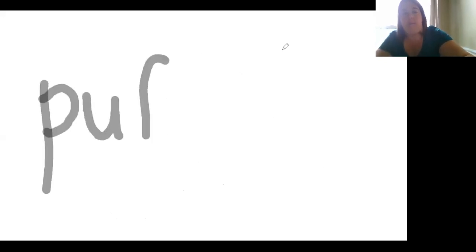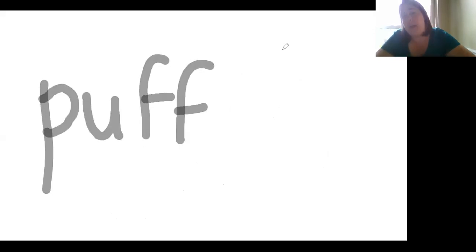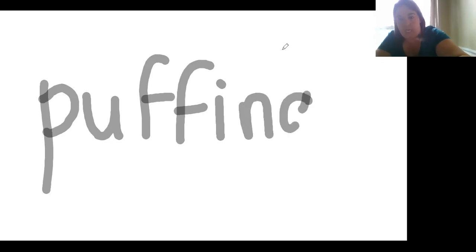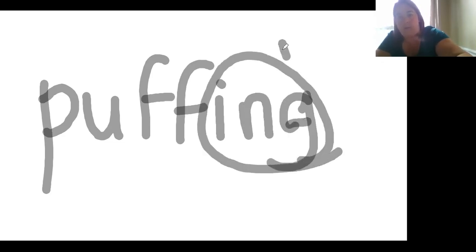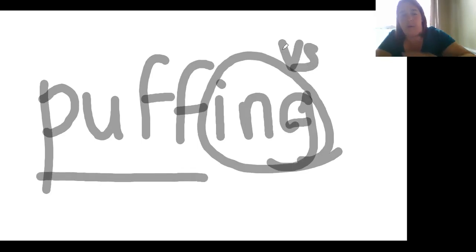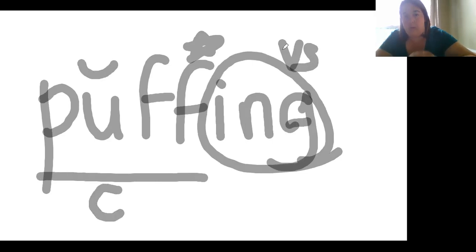Puffing. Puffing. The base word is puff. I have to double that F because remember, a one-syllable word that ends in an F, S, L, or sometimes Z, you have to double that consonant. Puffing. Circle the suffix. It's a vowel suffix. Underline puff, the base word. But then you also put a star on the bonus letter. And because it's a short vowel, it's going to make that a closed syllable.